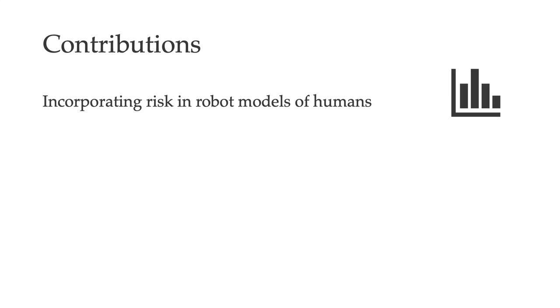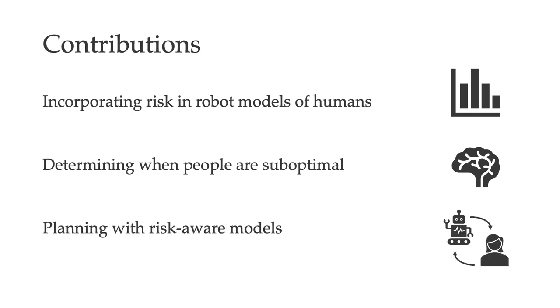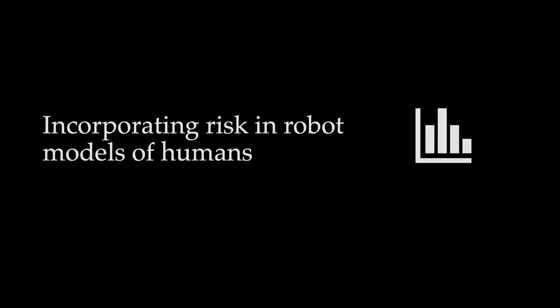First, we formalize how we can create models of humans that incorporate risk. Next, we also look at when we should be using these risk-aware models. And finally, we explore whether these models can improve the quality of interactions. I've organized the rest of my talk around these contributions and we'll step through them one by one. First, let's talk about our mathematical formalism.